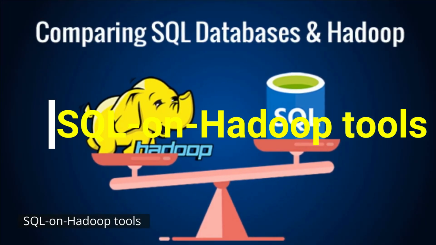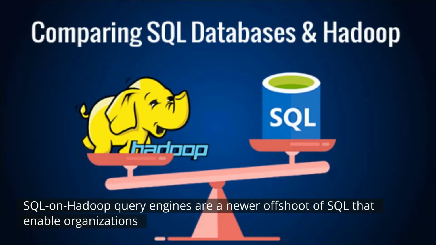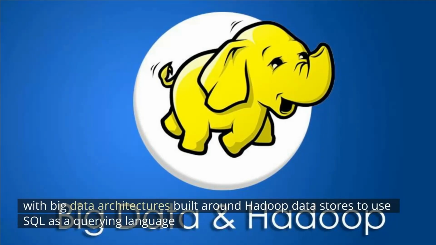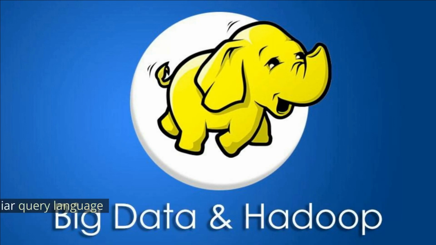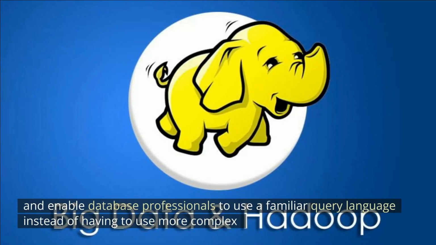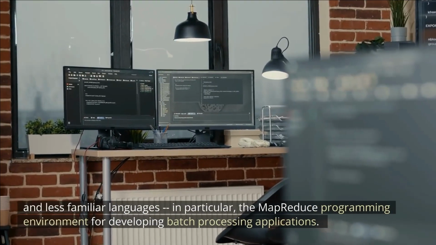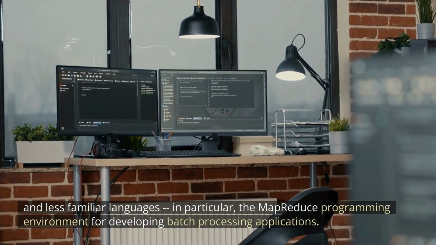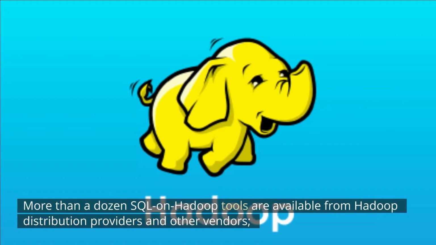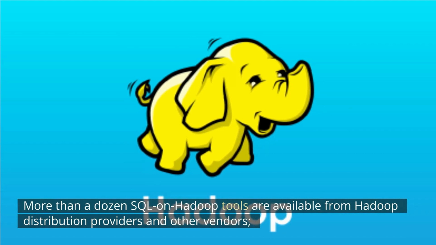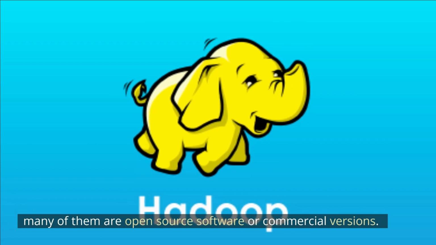SQL on Hadoop tools. SQL on Hadoop query engines are a newer offshoot of SQL that enable organizations with big data architectures built around Hadoop data stores to use SQL as a querying language and enable database professionals to use a familiar query language instead of having to use more complex and less familiar languages, in particular, the MapReduce programming environment for developing batch processing applications. More than a dozen SQL on Hadoop tools are available from Hadoop distribution providers and other vendors. Many of them are open source software or commercial versions.